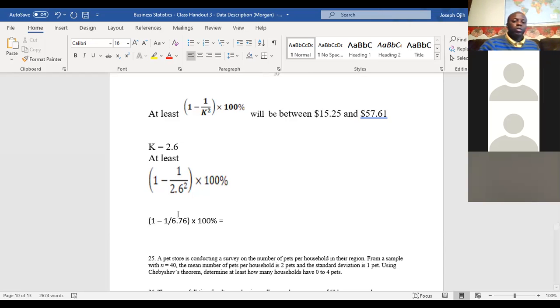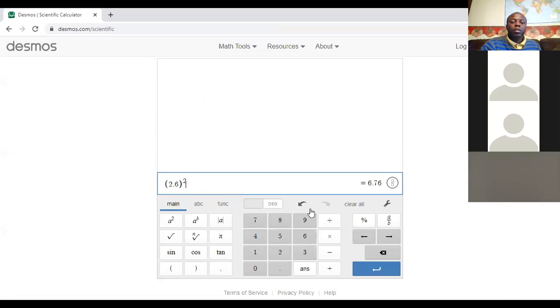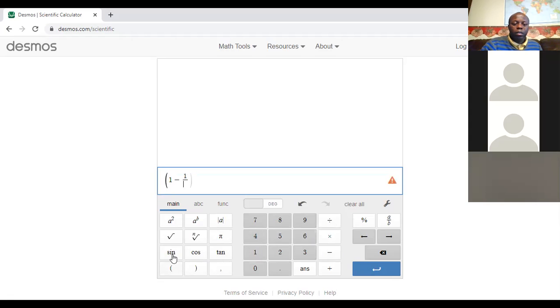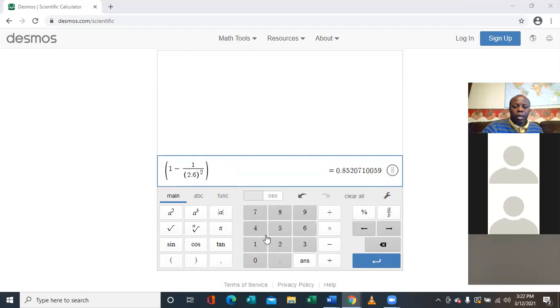So I will take you there, so we can find out once and for all. Let me clear this out. Okay, 1 minus 1 over 2.6, squared. Hope you are seeing this. Yeah, good, we are seeing it. 2.6 squared, times right here, 100.